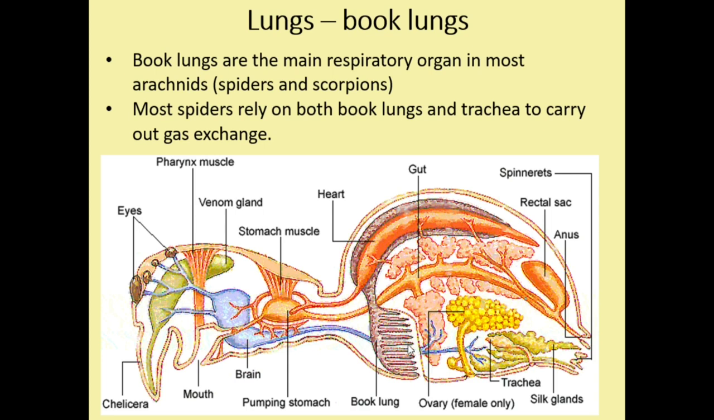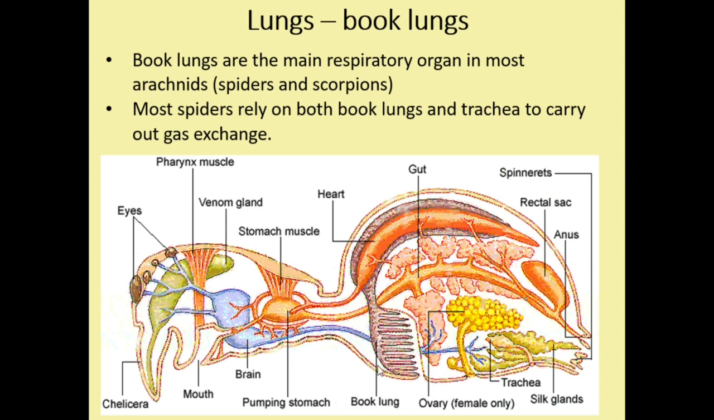So all it is just an area of epithelial tissue that provides a large surface area for gas exchange, and they're just arranged in a way that looks like the pages of a book. And what we tend to find is a lot of spiders, so most spiders rely on both book lungs and the tracheal system. So we talked about the tracheal system with insects, but most spiders will actually rely on both.